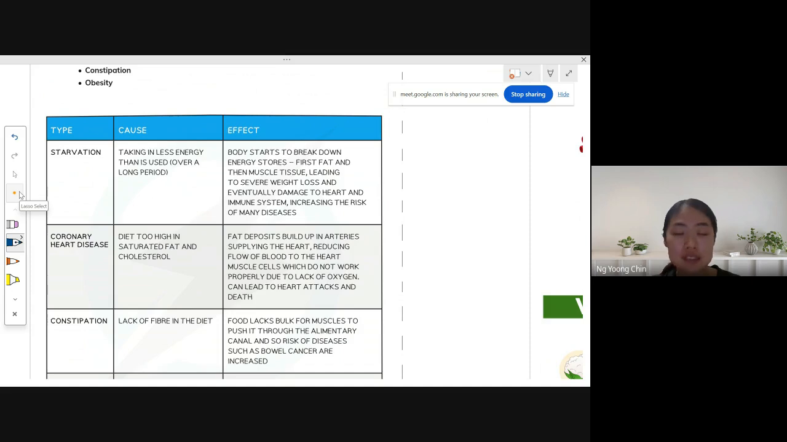You take the food, okay? However, the food amount is not able to meet your daily energy requirements. The food intake is not able to meet your daily energy requirements.